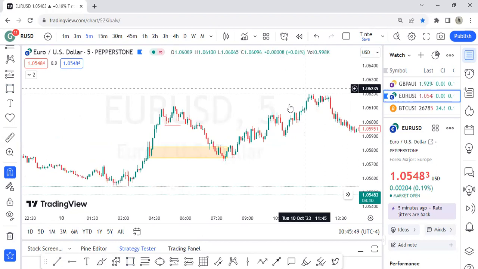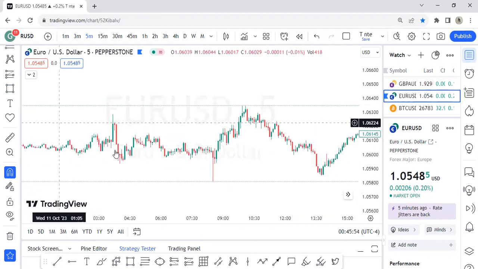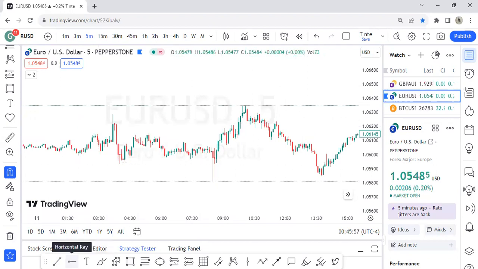So you have to wait for the market to take out an inducement and then give you the lower time frame confirmation to take your trade, right? So look at this inducement as well. See the inducement taken out here. Can you see?